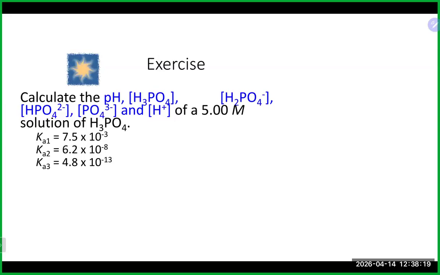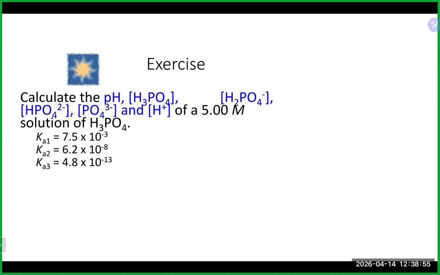So we are going to take phosphoric acid there, and we have our three Ka values. Again, as we just saw, there's one for each of the hydrogens to come off. And in this particular problem, we want to know everything, basically what everybody's concentration is all the way along the process, and also what the pH is. So we're going to start with 5 molar of phosphoric acid.